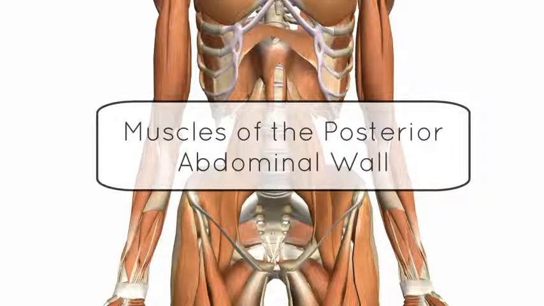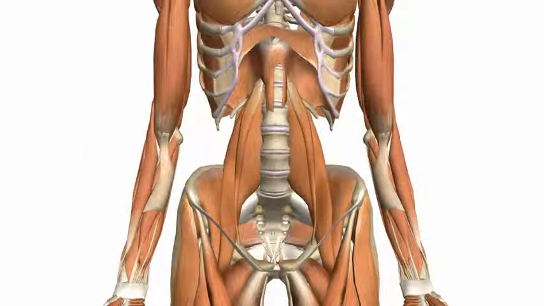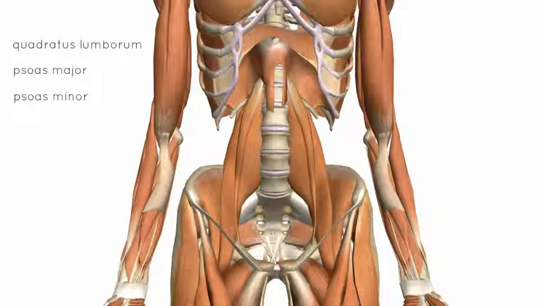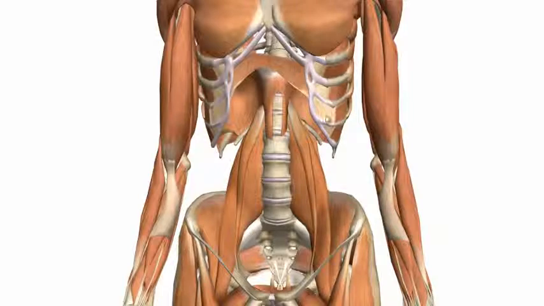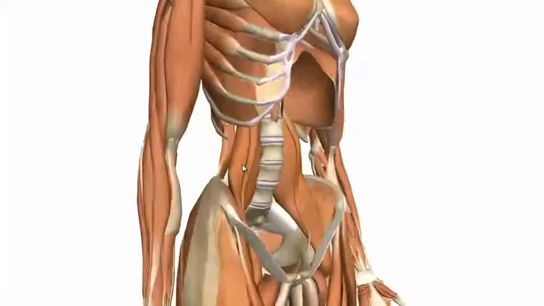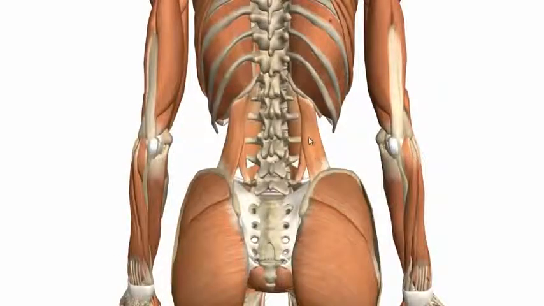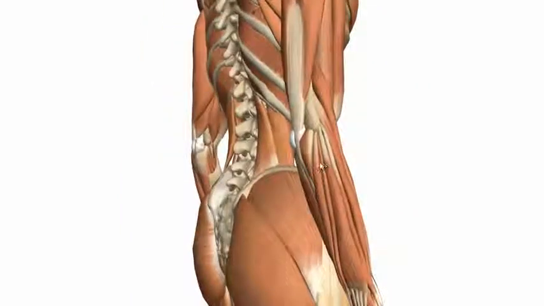This tutorial is on the muscles of the posterior abdominal wall. So you've got 5 muscles that you need to know about here. You've got the quadratus lumborum, you've got the psoas major and minor, you've got the iliacus, and you've got the diaphragm. So the psoas major and minor sit kind of medially, the iliacus is inferiorly, and the diaphragm sits at the top, superiorly. And then you've got the quadratus lumborum sitting kind of posteriorly and laterally.